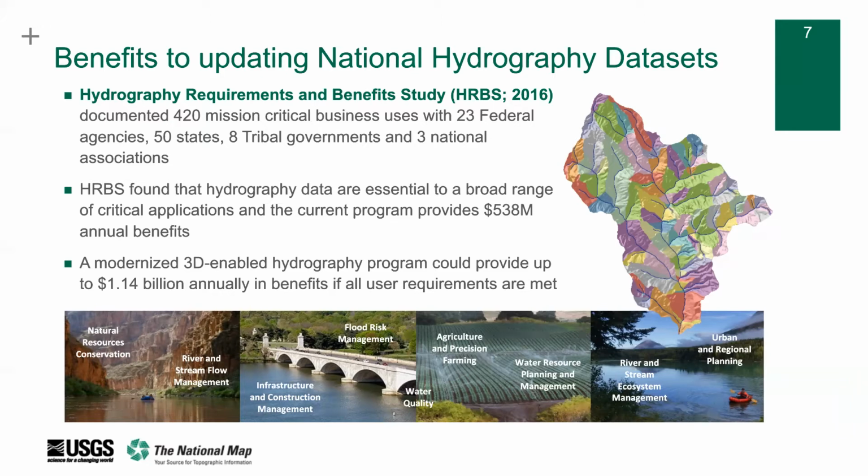The current program provides a little over $500 million in annual benefits, in things like people not having to reinvent the wheel: we already have hydrography mapping, so you can start from there. We also found that a modernized 3D enabled hydrography program could provide $1.14 billion annually if all the requirements were met for the program. Next.